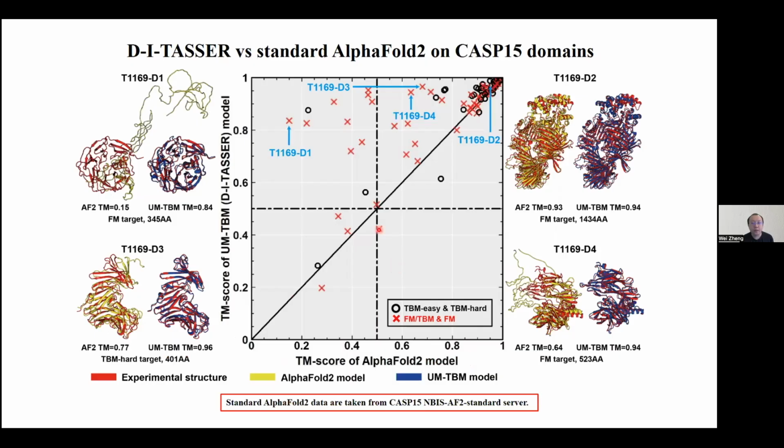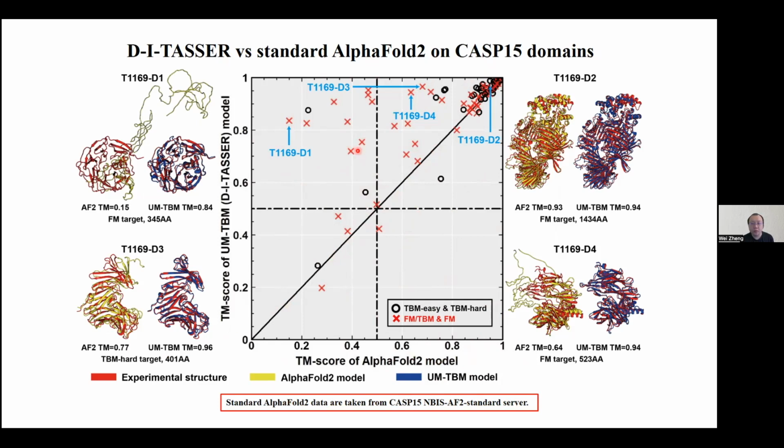Since the new version of the I-TASSER algorithm integrated AlphaFold2 as a component for predicting distance, it's important to check the I-TASSER folding performance against the standard version of AlphaFold2. This figure shows the head-to-head comparison of the TM score between those two methods. The AlphaFold2 models are taken from the CASP standard AlphaFold2 server. Overall, I-TASSER performed better in FM targets.